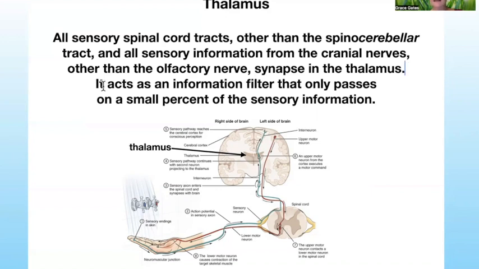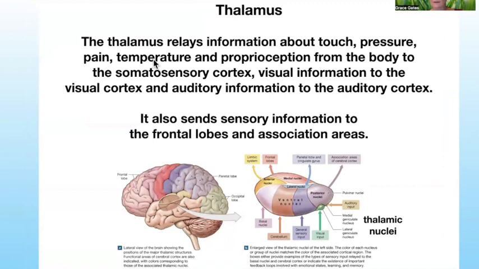The thalamus acts as an information filter that only passes on a small percent of the sensory information. The thalamus relays information about touch, pressure, pain, temperature, and proprioception from the body to the somatosensory cortex. It relays information about vision to the visual cortex and about sound to the auditory cortex. It also sends sensory information to the frontal lobes and the association areas of the cerebrum.